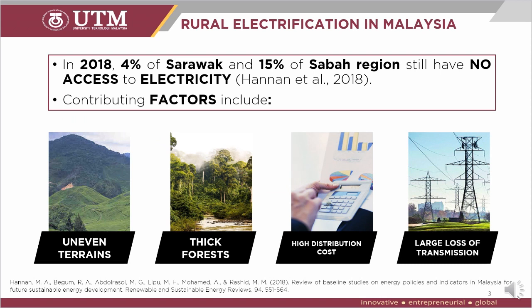One of the major issues in developing countries is rural electrification. As shown by a study by Hanan in 2018, 4% of Sarawak and 15% of the Sabah region still have no access to electricity. Some contributing factors include uneven terrain due to the geography of the country itself, thick forests, high distribution costs as it requires a lot of cost for the electricity to be distributed to the remote area, and also large transmission loss as the electricity has to undergo resistance in order to reach the remote area itself.